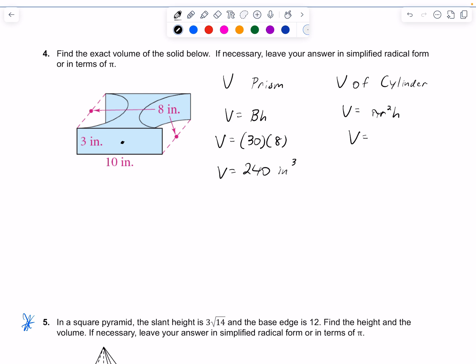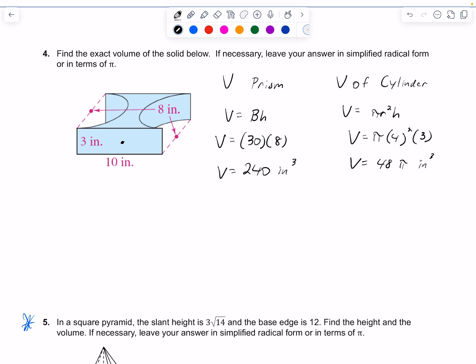For the cylinder, I'm going to do pi, the radius is going to be half of that diameter of 8, so 4 inches, squared, times the height, which is going to be 3 inches. So I'm going to square that 4 to get 16. 16 times 3 is 48, so 48 pi cubic inches.